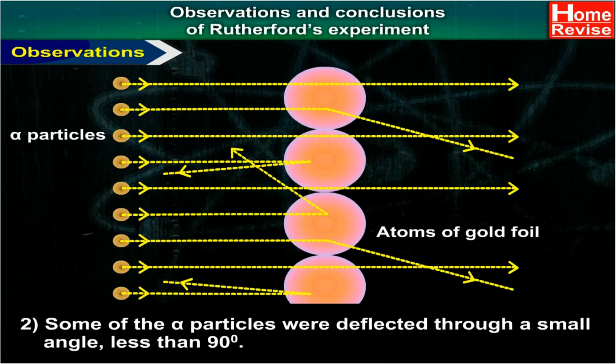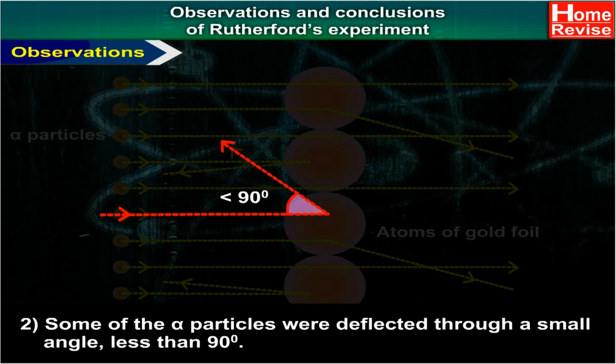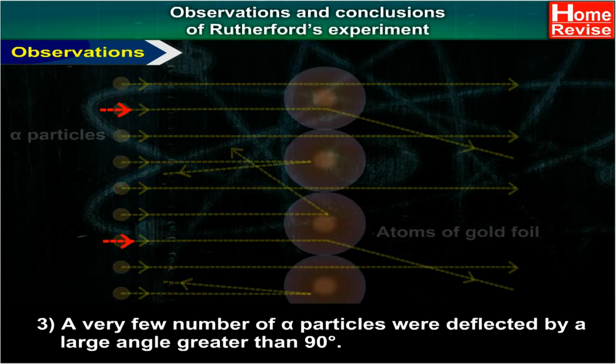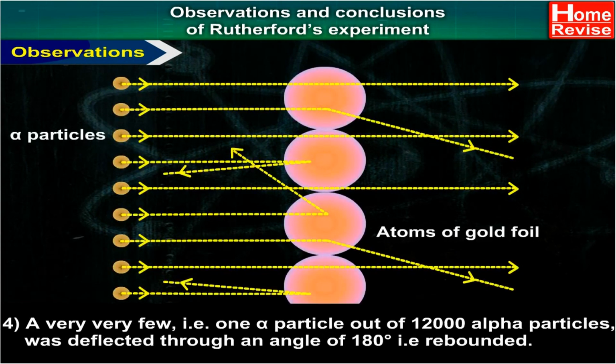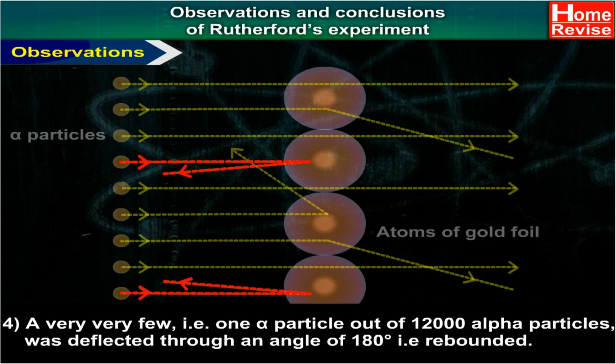Some of the alpha particles were deflected through a small angle less than 90 degrees. A very few alpha particles were deflected by a large angle greater than 90 degrees. And a very few, that is 1 alpha particle out of 12,000 alpha particles, was deflected through an angle of 180 degrees, that is, it rebounded.